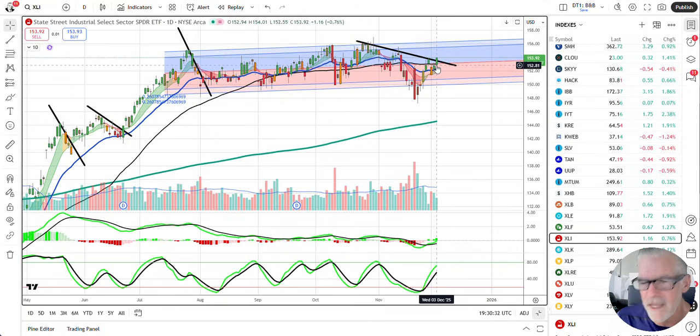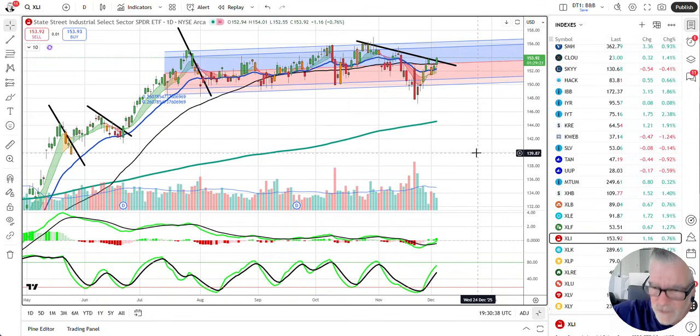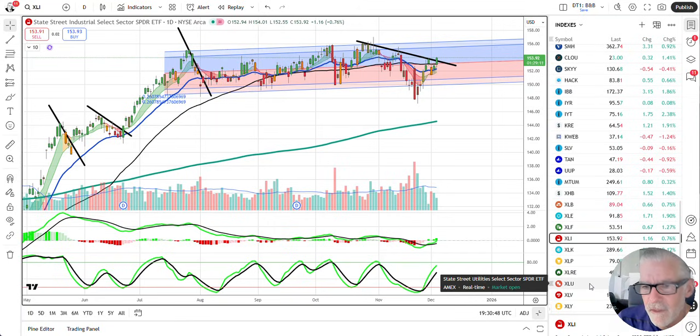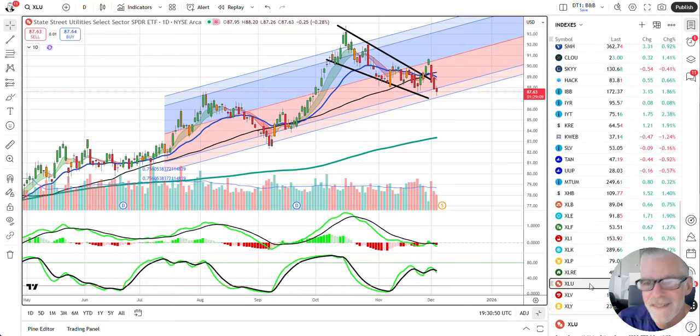This is a lagging sector. You can see it's just been flat. But I do think that with cost levels coming down and the cost of money, the cost of borrowing coming down, you should see industrials do well. One more here. Maybe the utilities. Yeah, the utilities aren't so good.